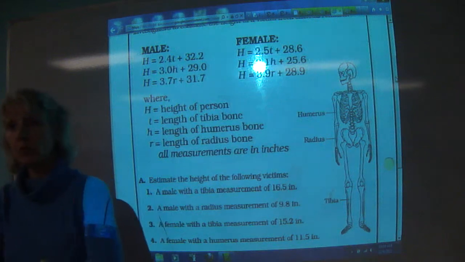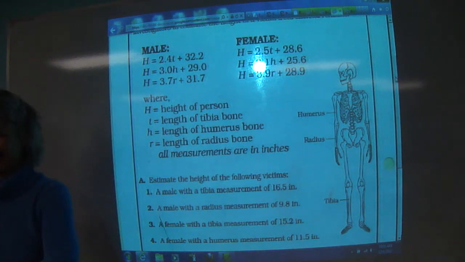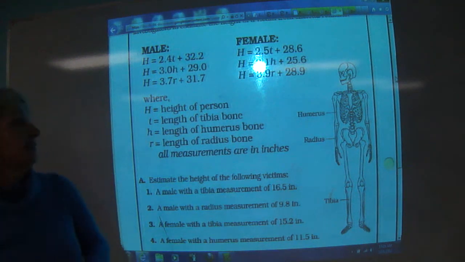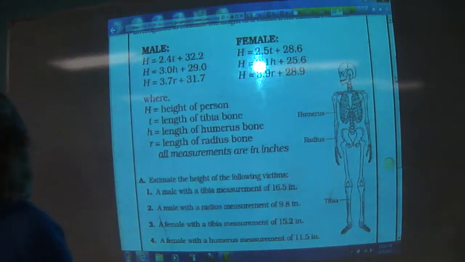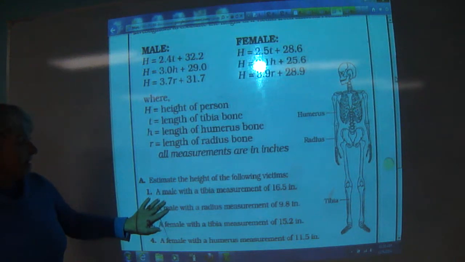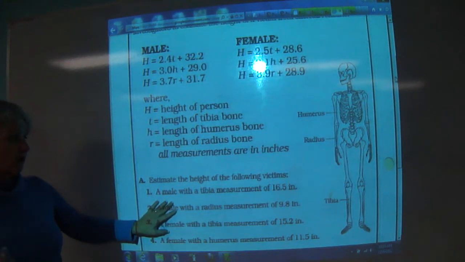And if you think about what you do when you eat chicken wings, you've got the two little bones, the big one and the little one. The radius is the big one. The humerus is what you want when you're eating a turkey leg. That's the part you want, the big one. The bone structures are very similar. So what we're going to do is estimate the height of the following victims.